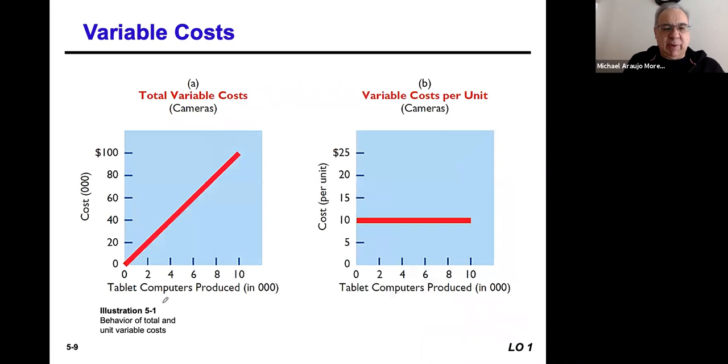Okay, and that's actually what this illustration shows, right? The total costs are totally correlated, right? The more produced, the higher the cost. The less produced, the smaller the cost. So it goes up and down with this. However, the cost for each camera in each unit is stable, 10 bucks per camera per unit, regardless. So again, we're looking at total versus per unit, two different parts of the slide here.